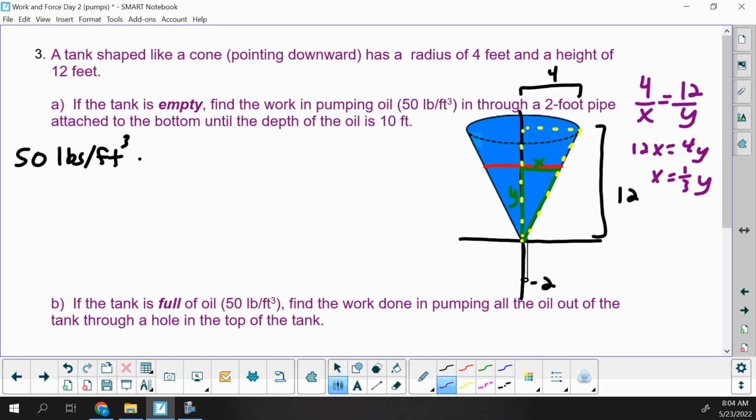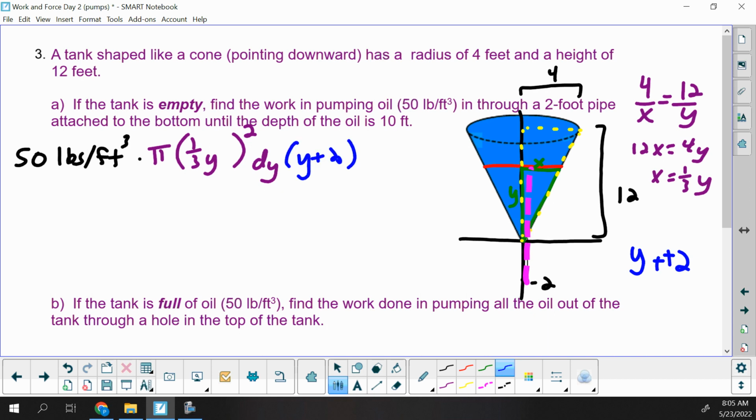So we're going to have a circle times a little bit of thickness. So we'll have pi times our radius, which was the x, which we said was 1/3 y, squared. So that's a circle. And then our little bit of thickness, which is dy. And then we've got to do the distance that it traveled. Well, it was pumping in from the pipe to our random slice. So if we do a top minus a bottom, that'll be y minus -2. That'll be a plus. So we'd really have y plus 2 for our distance.